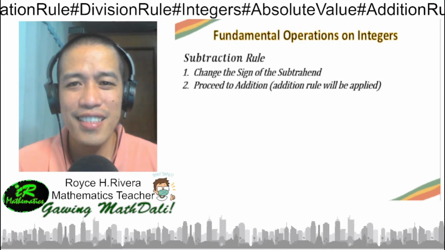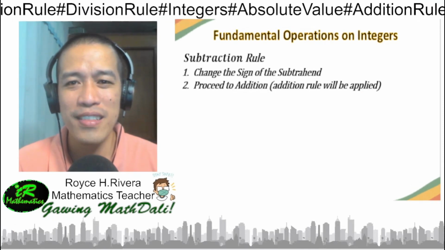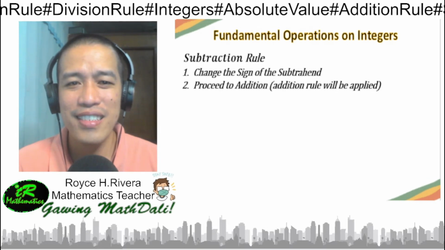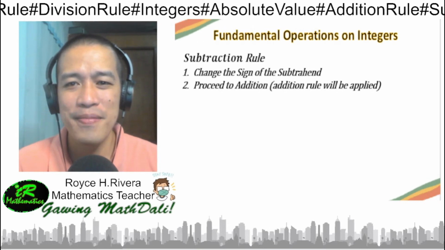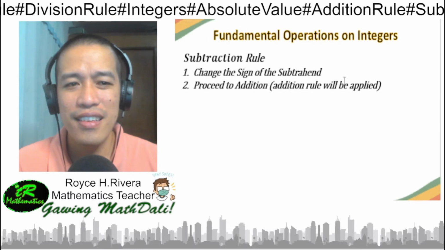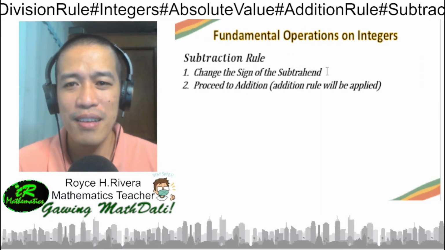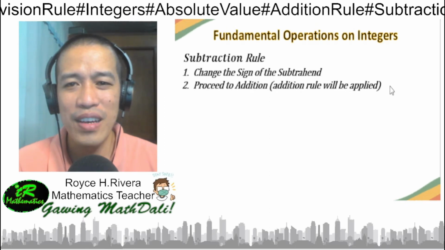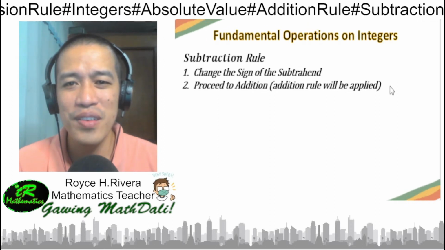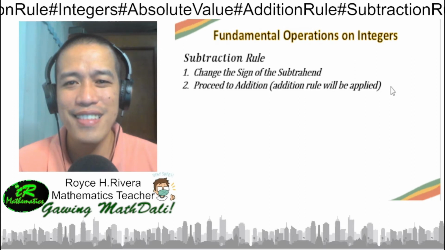Let us discuss now the subtraction rule for integers. Here are the steps. Number 1, we need to change the sign of the subtrahend. Number 2, proceed to addition, and the addition rule will be applied.